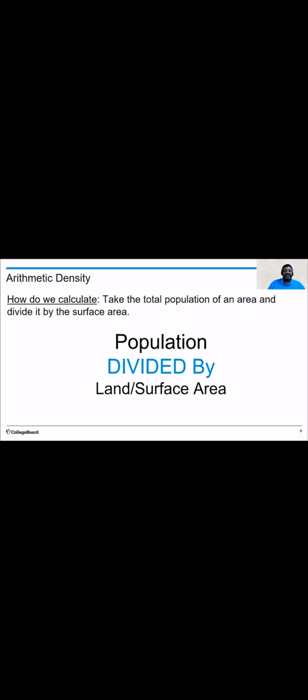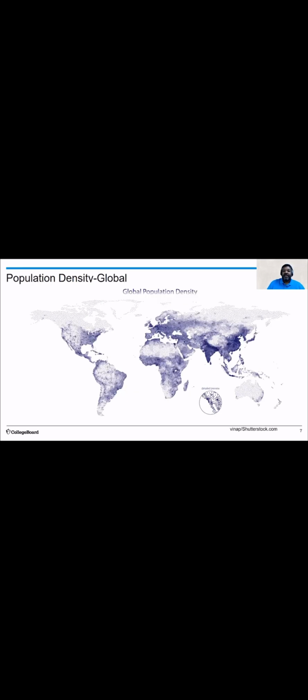Let's look at some examples. Arithmetic density. How do we calculate it? You take the total population of an area and divide it by the surface area, sometimes known as the land area. Looking at this map of global population density, you see that there are spatial differences throughout different regions of the United States and also throughout the world. We'll visit this in videos on topic 2.2.